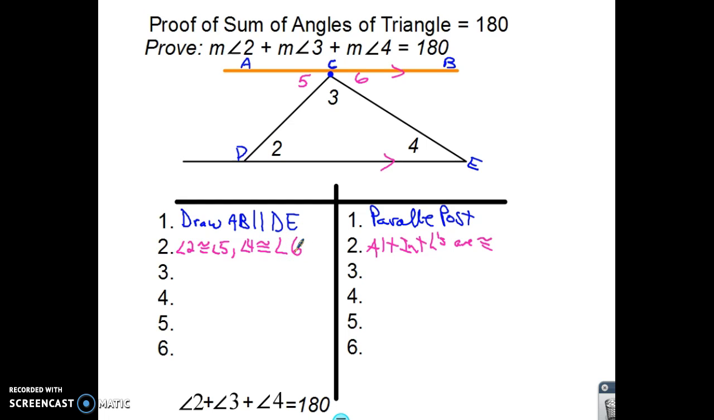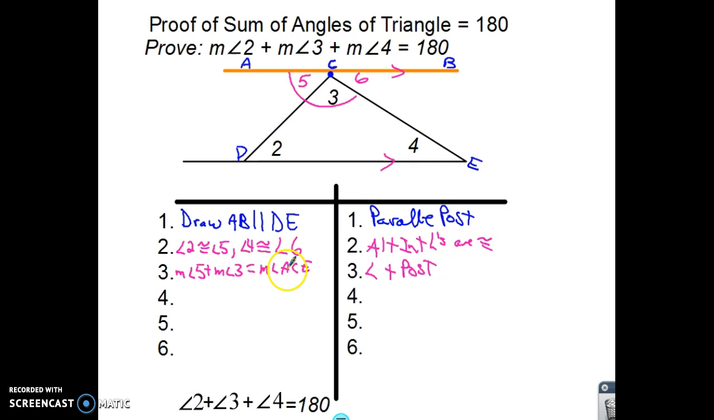Now, here's how we get all three of these equaling 180. I'm going to add these two together. So, measure of angle 5 plus the measure of angle 3 is going to equal the big angle, the measure of angle ACE. And if you notice, we're adding angles, so that's the angle addition postulate. And now I can take this big angle. Remember, angle addition postulate means two little angles add up to be the big angle.